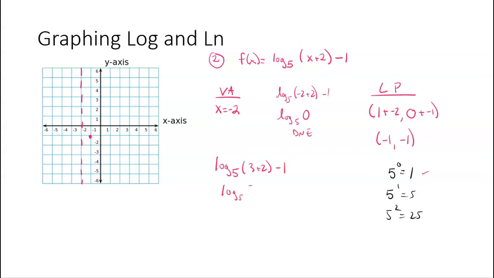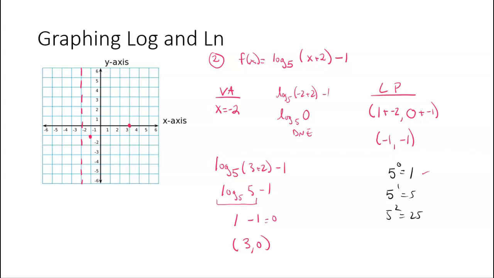So log base 5 of 5 minus 1. So this little guy right here, 5 to the power of what gives you 5? This is 1, and 1 minus 1 gives you 0. So our second point should be 3, 0, which is all the way out here. So this would be a good one where 2 points are really good. You wouldn't be able to graph a third point.